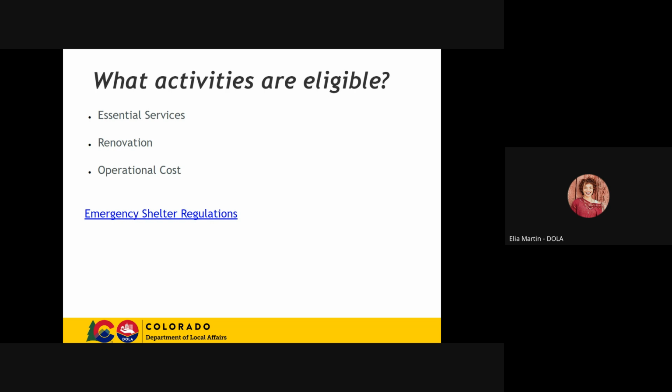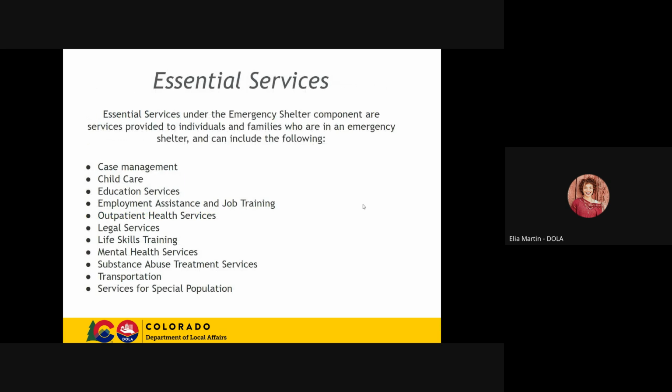And for more information on eligible activities that fall under the emergency shelter component, I would access the hyperlink that is right here in the presentation, and it provides more in-depth information on different eligible expenses according to the ESG HUD regulations. The next couple of slides will provide examples of expenses that can be covered under essential services, renovation, and operations.